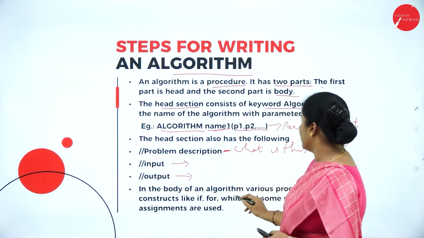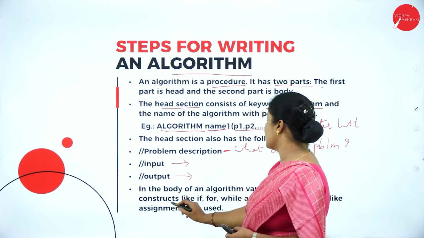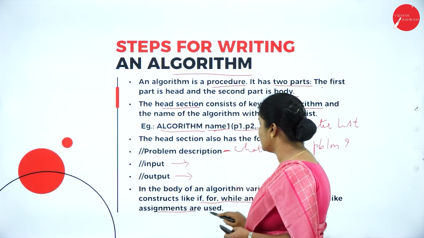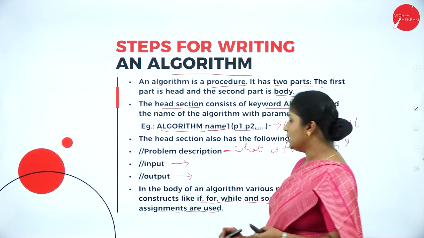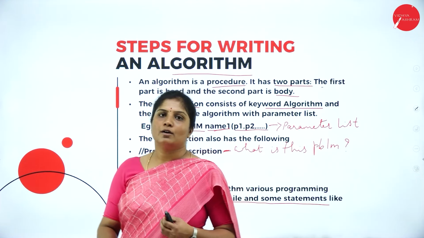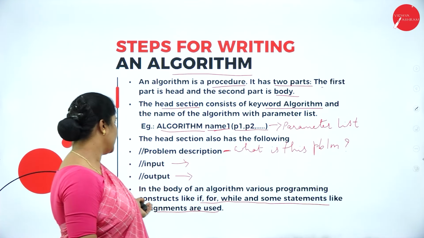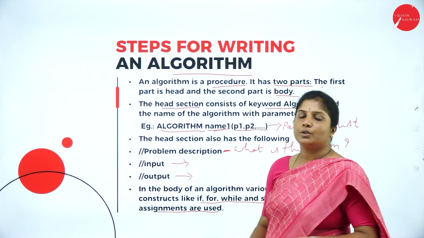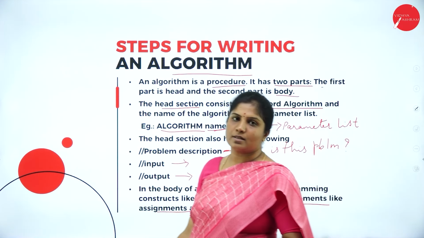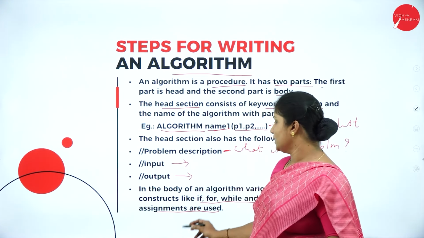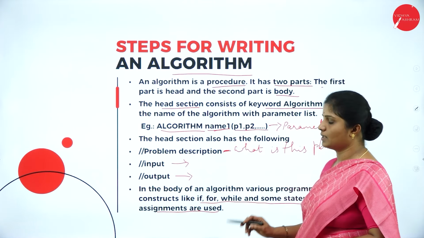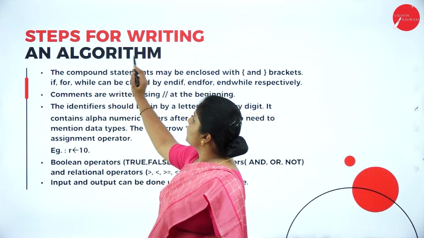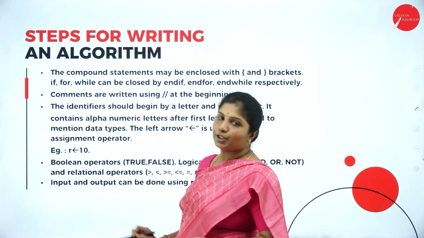In the body of the algorithm, various programming constructs like if, for, while, and some statements like assignments are used. So these keywords, if, while, for, we can use to construct a program. To execute compound statements in a program, we are using if, for, while, and assignments also. We will continue with that.